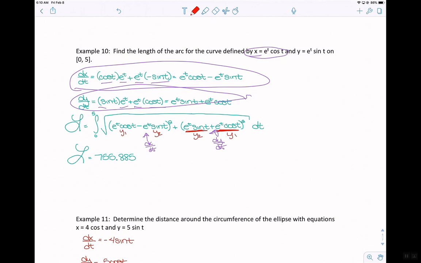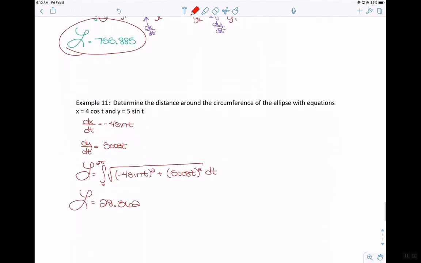So then what I was able to do in my calculator is go y1 squared plus y2 squared, and then square rooted, when I did my fnInt with my graphing calculator. And when you do that, you should get 755.885. And if you don't, please let me know.